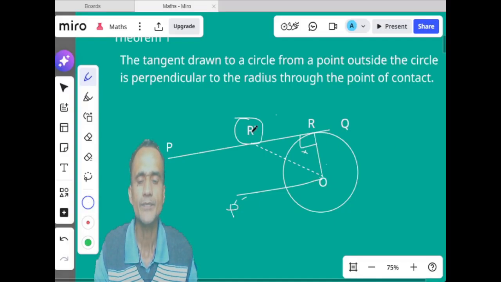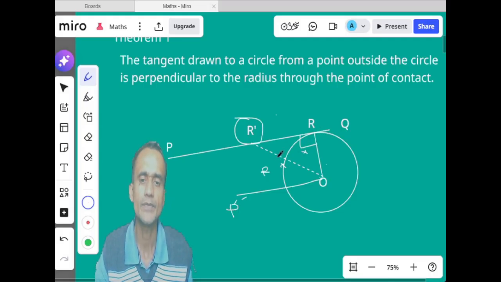So if R dash is the shortest distance between O and this line PQ, then R dash must fall on the circumference of the circle. So if R dash falls on the circumference of the circle, then what will happen? We have 2 points, R and R dash. So this line must cut the circle at 2 points. So it cannot be a tangent, it should be a secant.